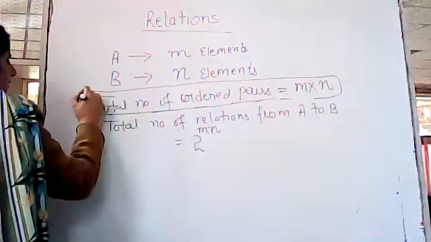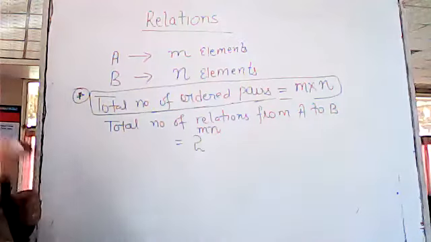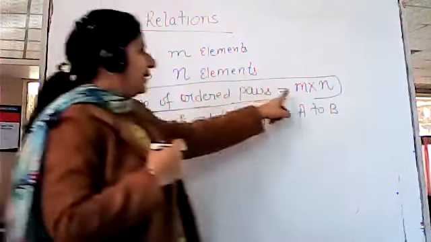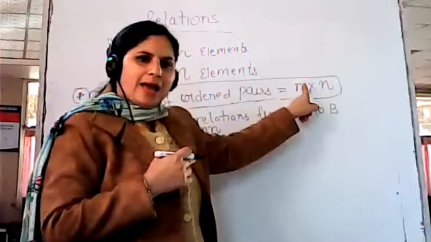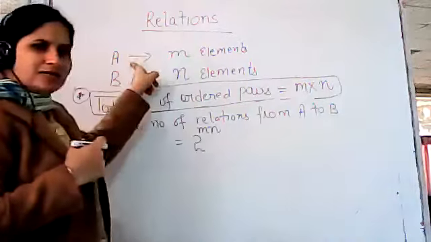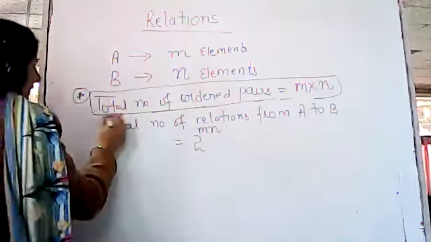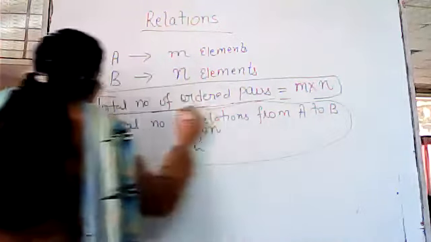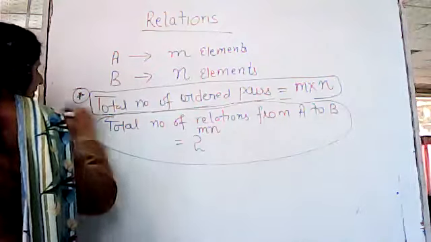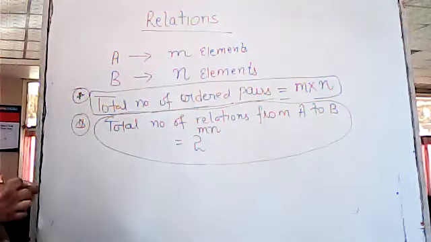The first point is how to calculate the total number of ordered pairs, and the formula is m into n, where m is the number of elements of the first set and n is the number of elements of the second set. And the second point is the total number of relations for two sets, that is from set A to B.